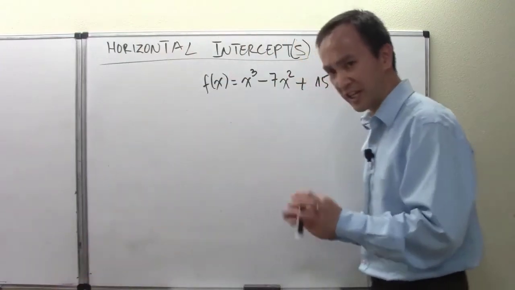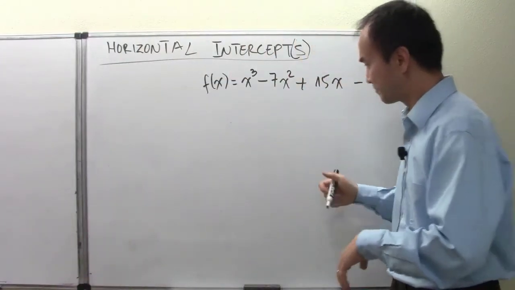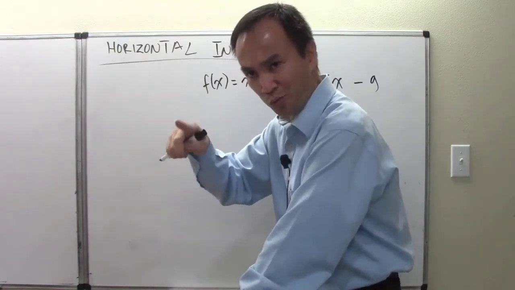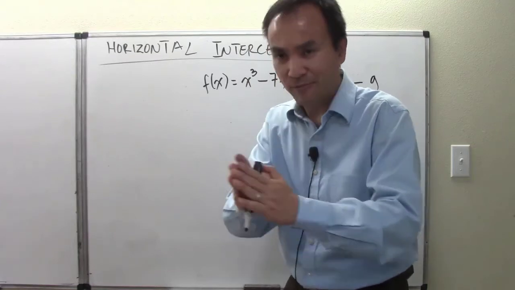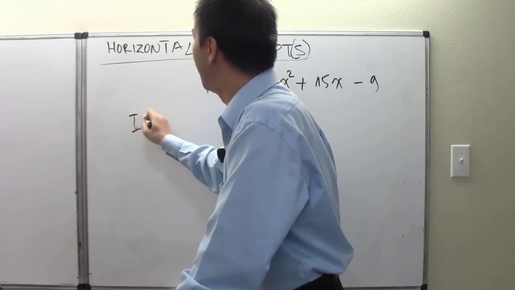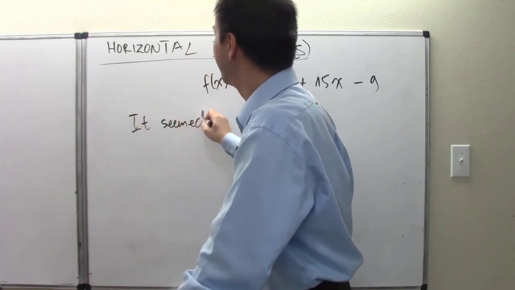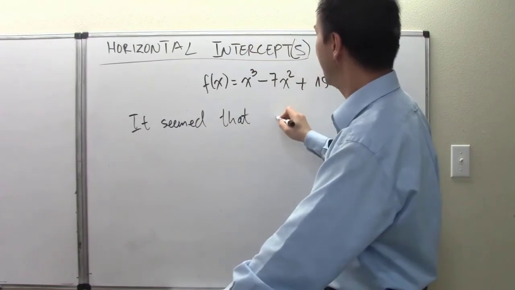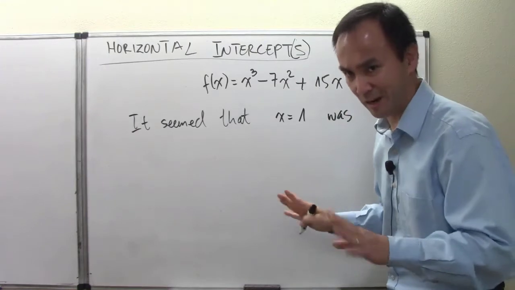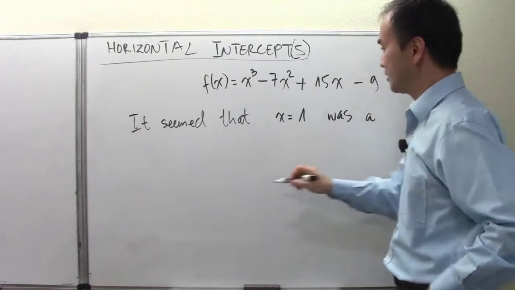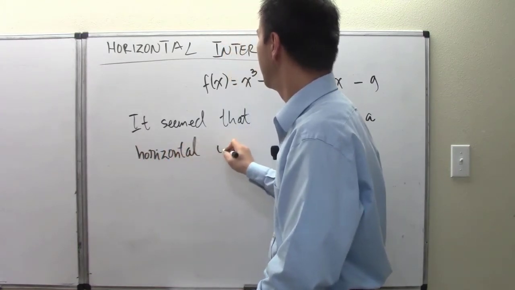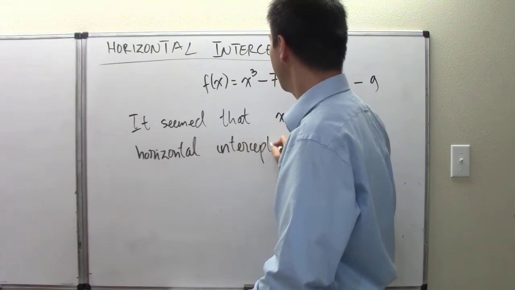All right, so let's just experiment. Now, this is how I see it. Well, we saw on the graph earlier, so all I'm saying is whatever we saw from the graph was just an estimate. So it seemed, right, that x equals 1, right? I'm just documenting the observation was a horizontal intercept. Okay, it seems like that.